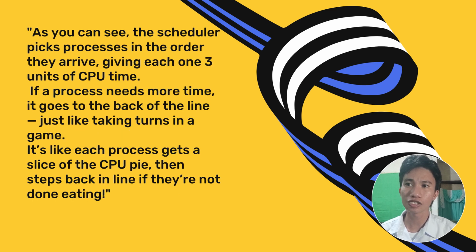As you can see, the scheduler picks processes in the order they arrive, giving each 3 units of CPU time. If a process needs more time, it goes back in line, just like taking turns in a game. Each process gets a slice of the CPU pie, then steps back if it's not done.